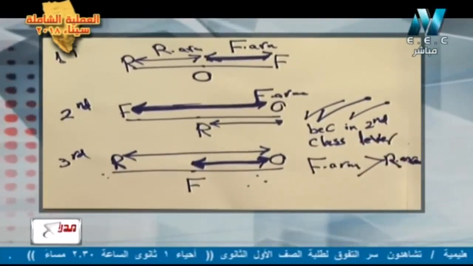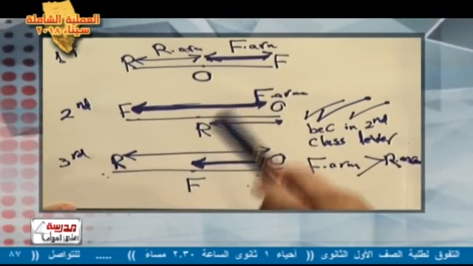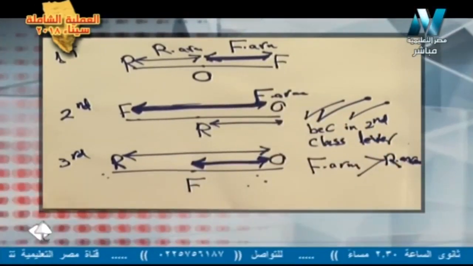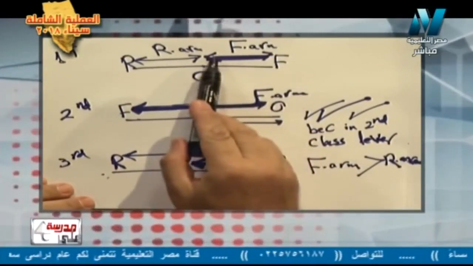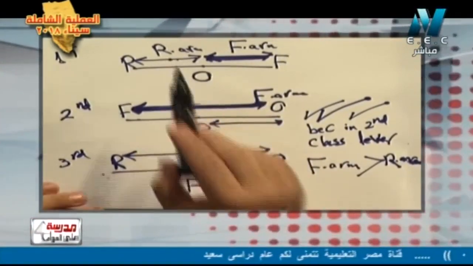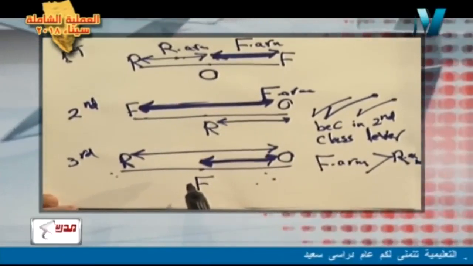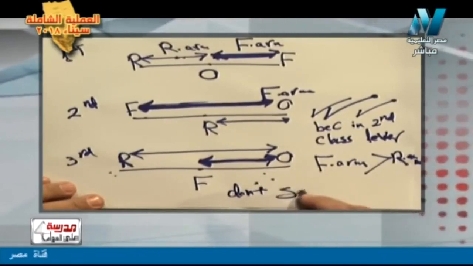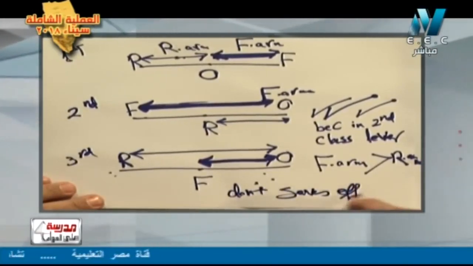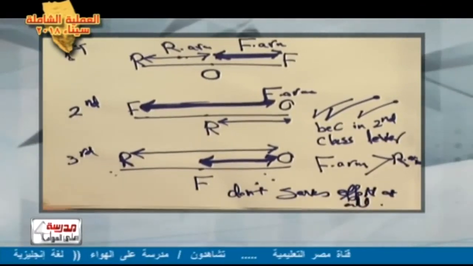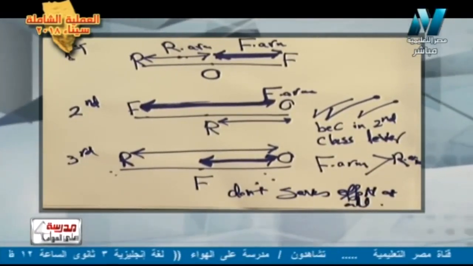So what about the first type or third type? First type sometimes saves effort, but with only one condition: the effort force arm must be more than the resistance arm. The same condition. What about third class lever? Third class lever doesn't save effort at all. So we can say the third class lever is the worst type.